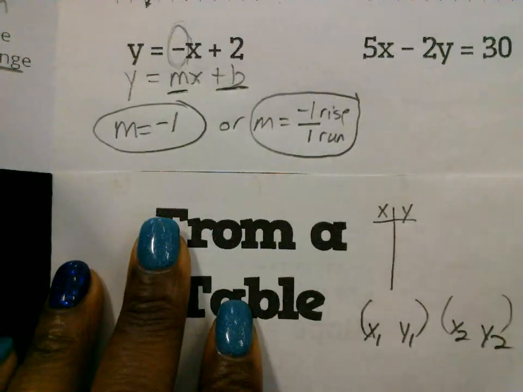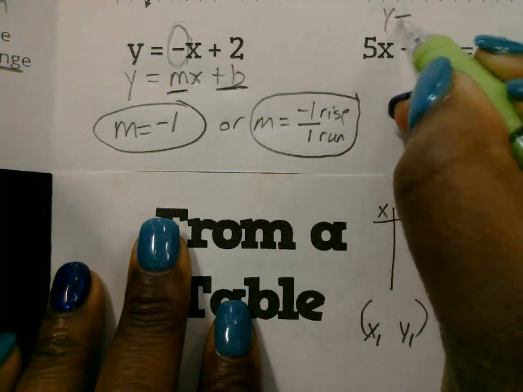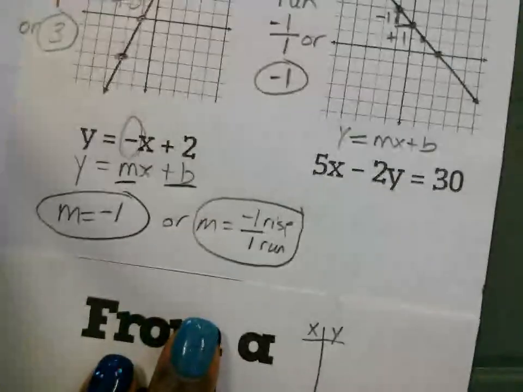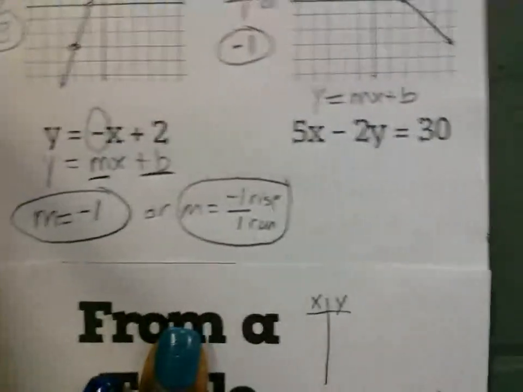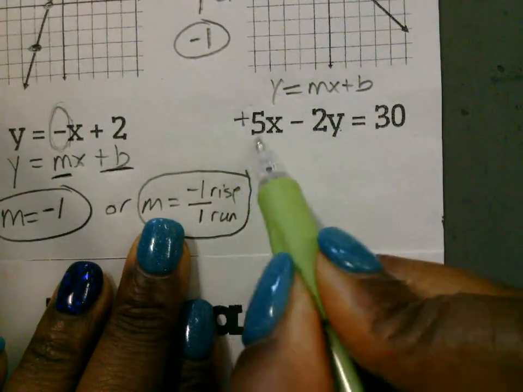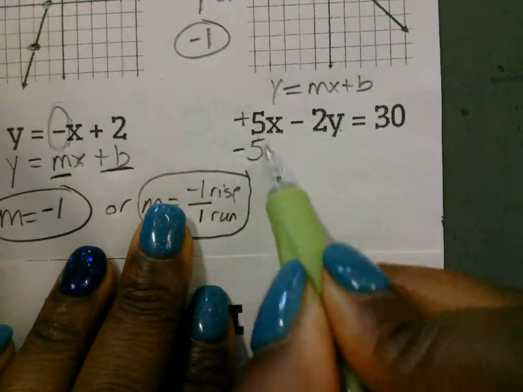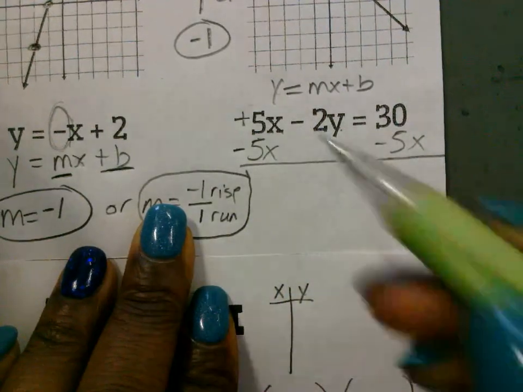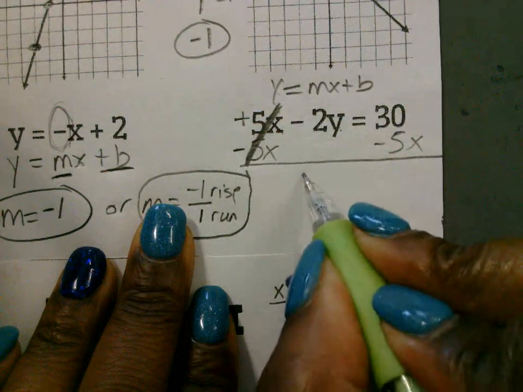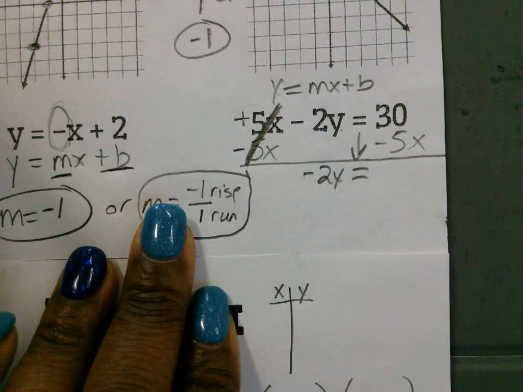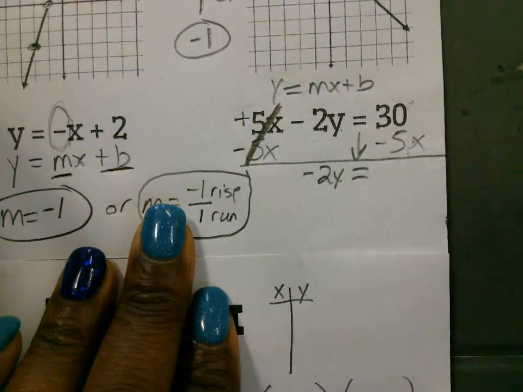All right, let's look at this one. This equation is not written in y equals mx plus b form, so we're going to rearrange it so that it is. Let me zoom in just a little bit. That means y needs to be by itself. Let's move this positive 5x. The opposite of a positive is a negative. So now it's gone from this side, and we're left with -2y. Bring down the equal. These are not like terms, so bring them both down.